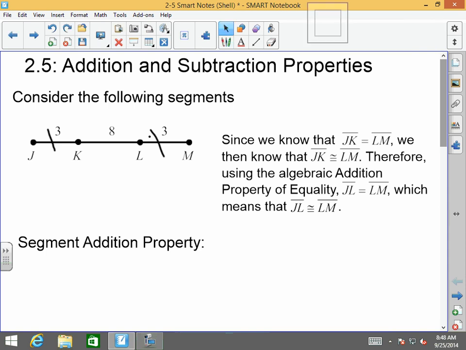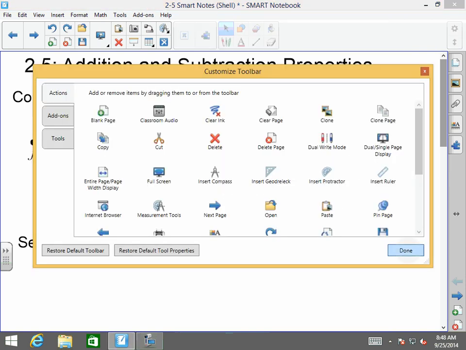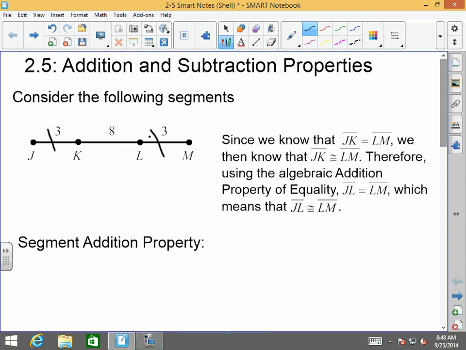Let's explain that part. If we look at JL in red here, wouldn't JL be 11? Guys? Okay. Yeah, it would be K. Thank you. Now look at KM. KM would also be 11, correct?